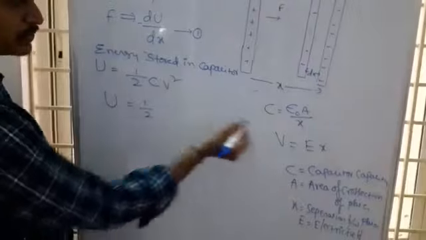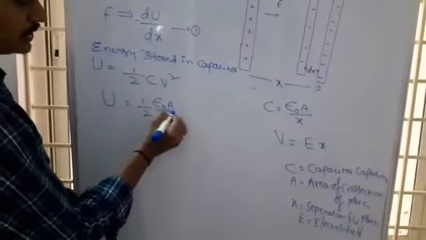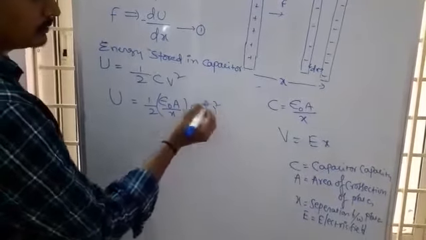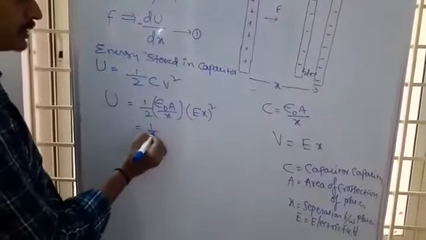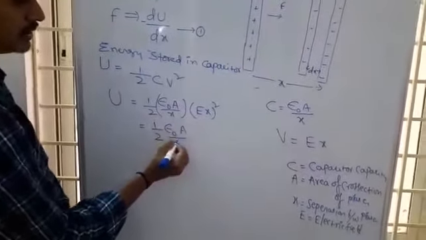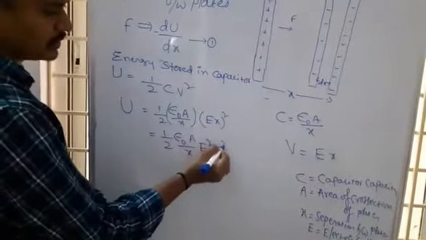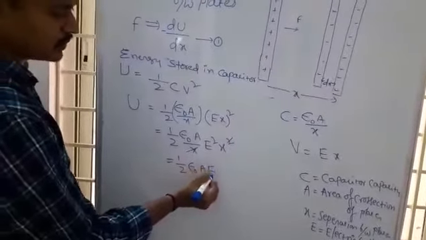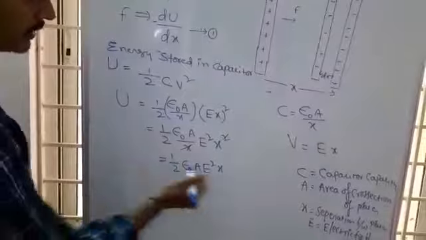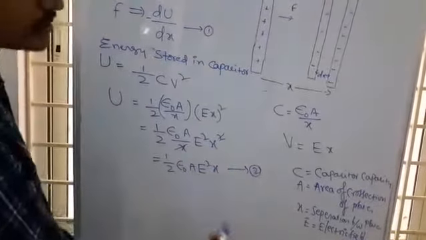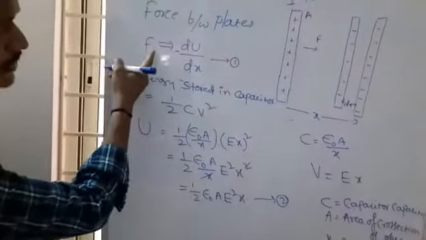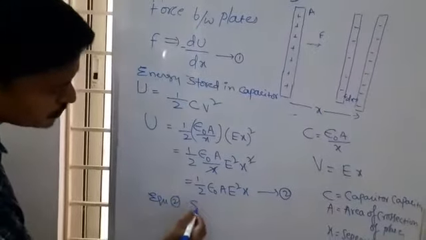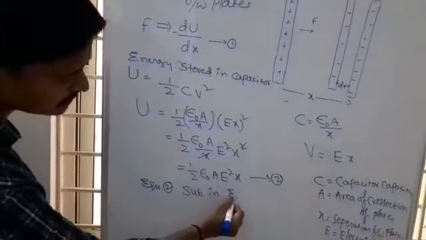Therefore 1 by 2 into epsilon naught A by x into (E x) whole square. Therefore 1 by 2 into epsilon naught A by x into E square into x square, x gets cancelled. 1 by 2 into epsilon naught A E square into x. This value is equation 2. Substitute in equation 1, then we will get the force between the capacitor plates. So equation 2 is substituted in equation 1.